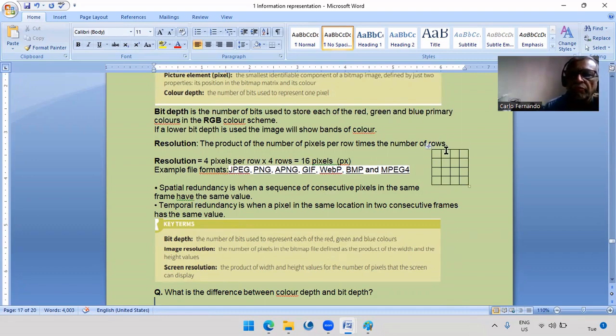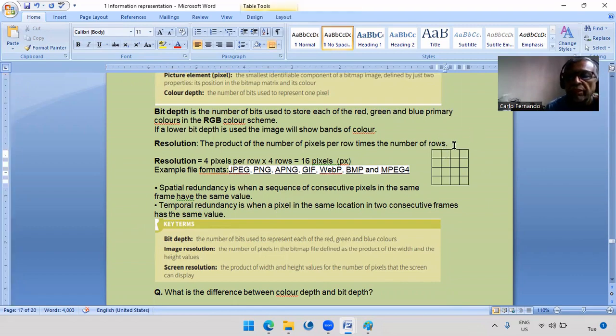Same frame. There are frames in a video, like first frame, second frame, like that. Temporal redundancy is when a pixel in the same location in two consecutive frames has the same value. So if this is one value and the next frame also has the same value, then that is called temporal redundancy.